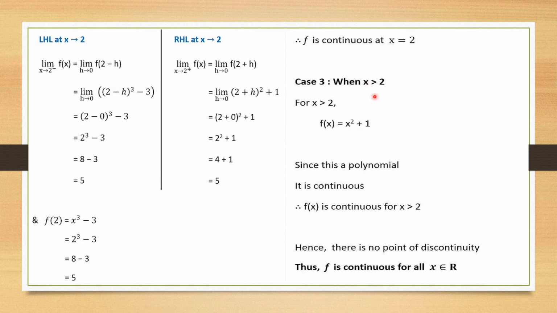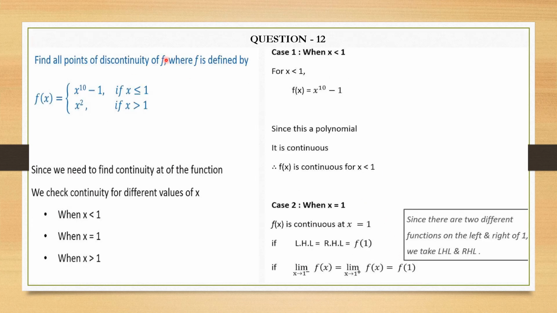For again x greater than 2, it's a quadratic polynomial which is continuous, so this function is also behaving continuous for all real numbers, and there is no point of discontinuity. Number 12, x raised to power 10 minus 1 for x less than equal to 1, and x square for x greater than 1. Again, need to check for less than 1, greater than 1, and at 1. So for x less than 1, x raised to power 10 minus 1 is a polynomial function, is continuous.